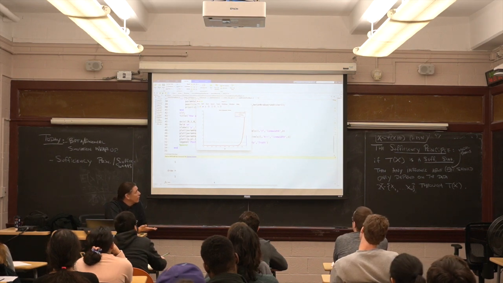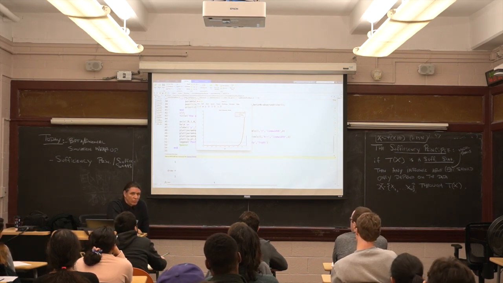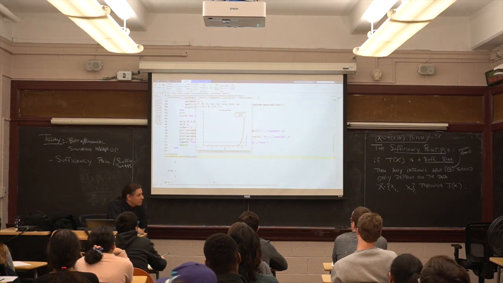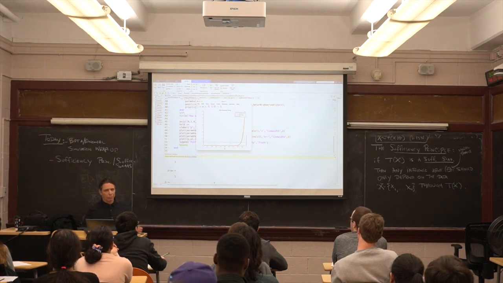So the posterior is kind of evolving to something. How normal does that distribution look? Nothing like it. So that's kind of cool. I guess I can say something cool about that. The normal approximation wouldn't be quite as good.